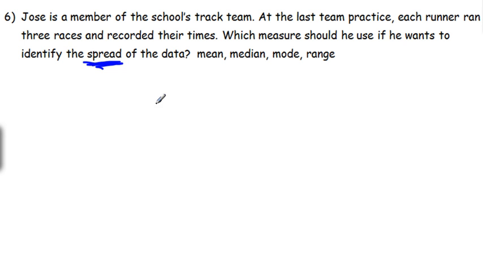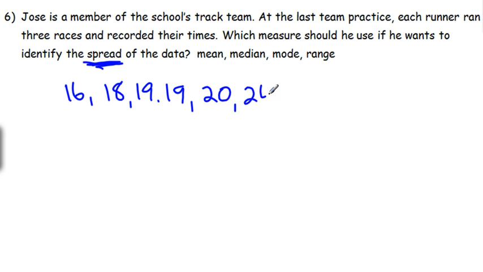So let's put in some numbers. Let's just say one guy did it in 16 seconds, one guy did it in 18, and 19, 19, 20, 24, 26, and 52, because he fell down. Or he's slow, and he fell down.